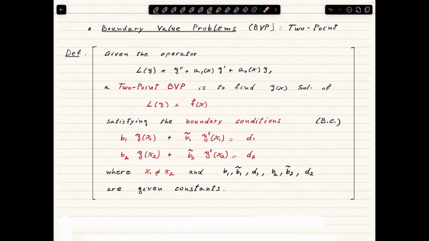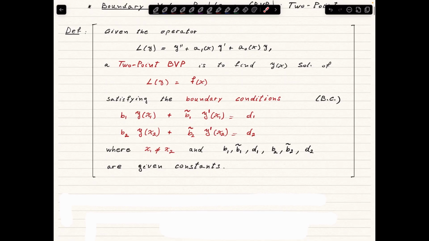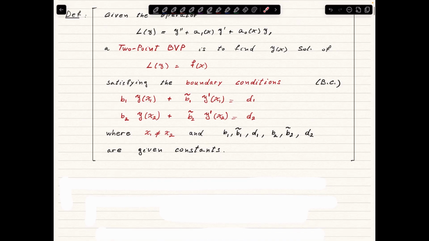We are going to see examples pretty soon, and then we can come back to this definition. A few remarks before we go to an example. The first remark is that, as you notice, we are using x as the independent variable instead of t. The main reason is that in applications, when we solve boundary value problems coming from physics, the independent variable usually means position instead of time. So that's why we change to x.